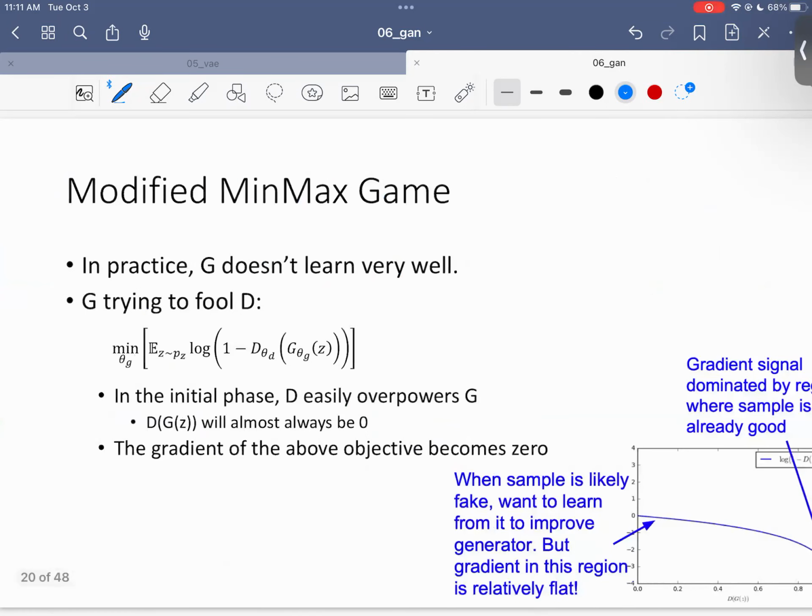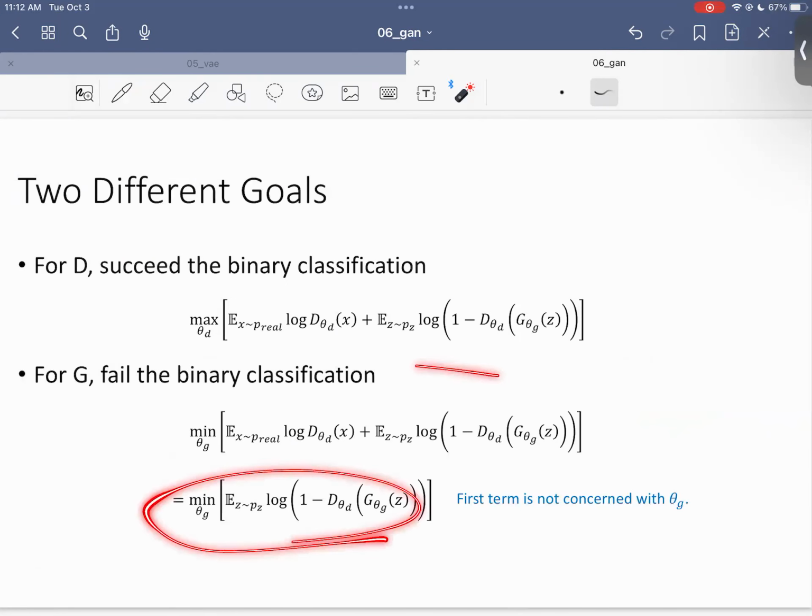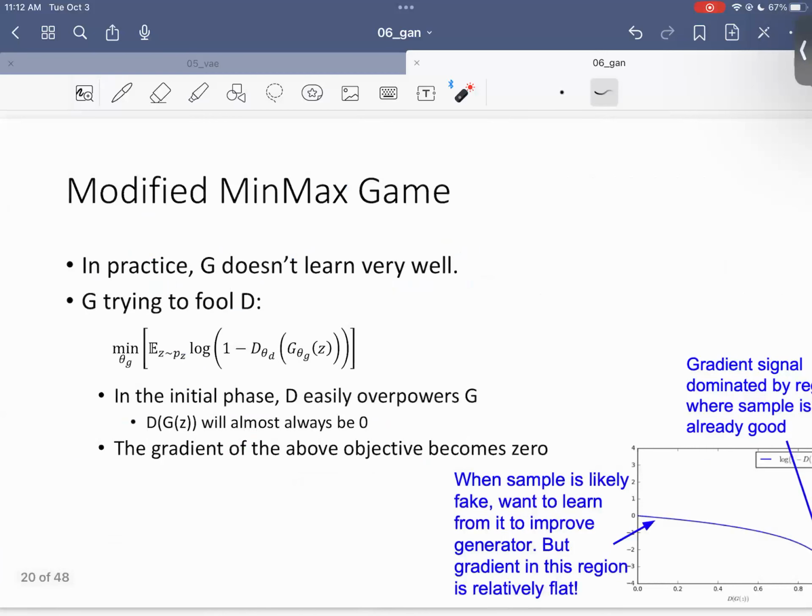All right, so moving on. Oh yeah, not several slides later, the directly next slide. So, the modified min-max game. In practice, with this game between the two, especially for G, it doesn't train very well. G doesn't learn very well. So G trying to fool D was this, right? This is the cross entropy without the first term, because the first term didn't have anything to do with theta G, so we threw it out, right?